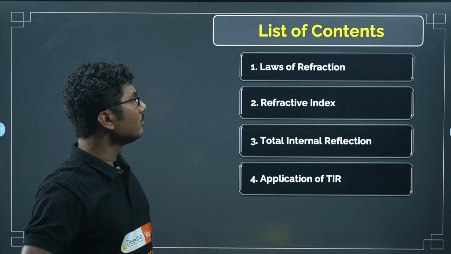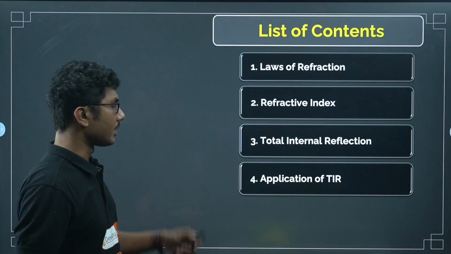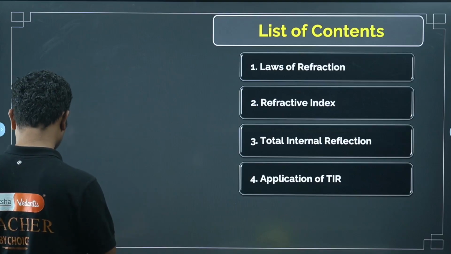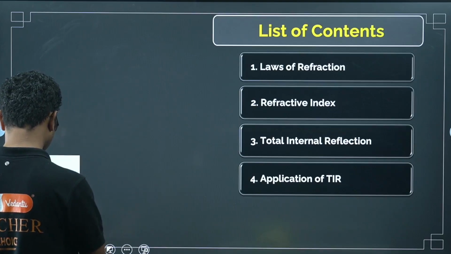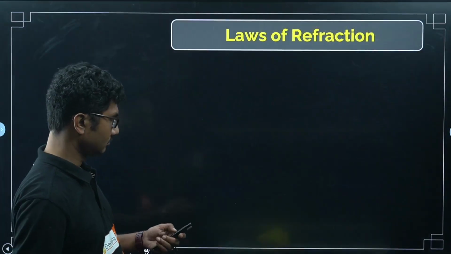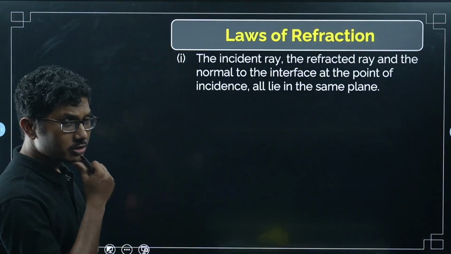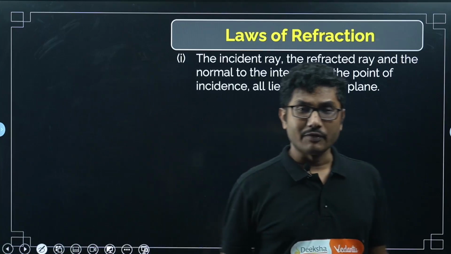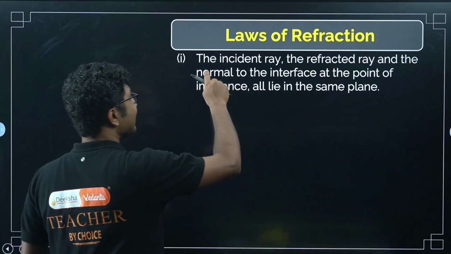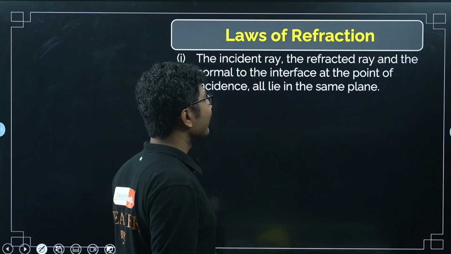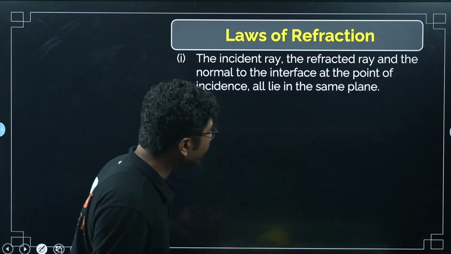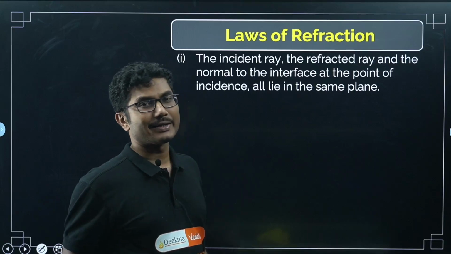Now let's look into the laws of refraction. What are the laws of refraction? The first law of refraction is similar to the second law of reflection, that is, the incident ray, the refracted ray, and the normal to the interface at the point of incidence all lie in the same plane.